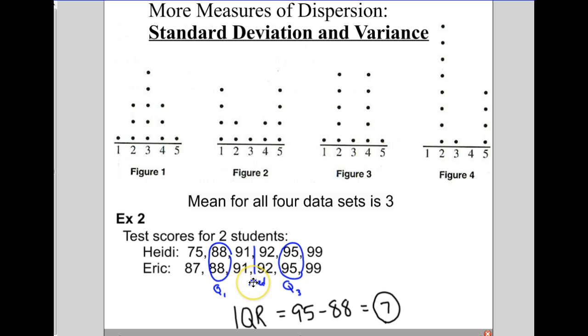If you remember our friends Heidi and Eric, they had very near means. Certainly their medians are the same, and their interquartile ranges are the same. So if we're using that to describe how spread out the data are, they're identical, but clearly there's a difference. Heidi had that one low grade, and we should have some way to account for that. Okay, so here are the tools.